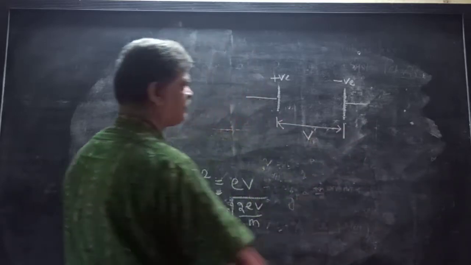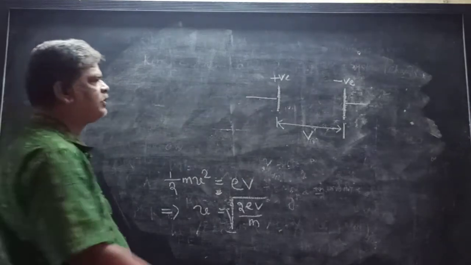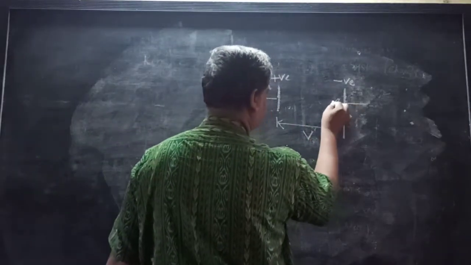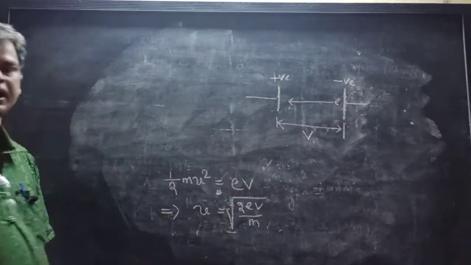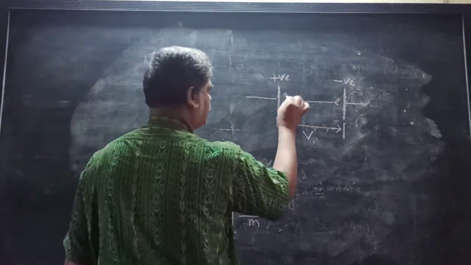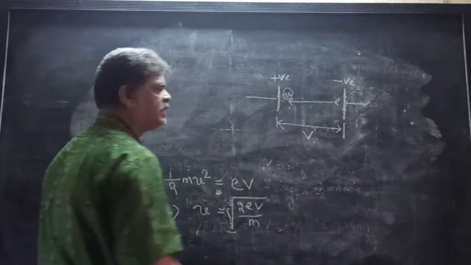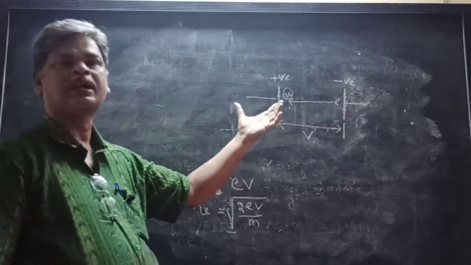V is the potential difference between these two electrodes. If it's an electron, electrons are accelerated towards what, a positive plate or positive electrode, and when it reaches its velocity, it acquires a velocity v. So what is the kinetic energy?